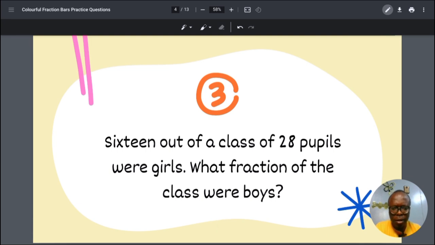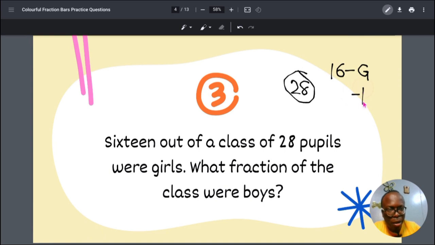Question 3. 16 out of a total of 28 pupils are girls. What fraction of the class are boys? So we have 28 as our total of the pupils, both boys and girls. And then we have 16 of them are girls. So I'm going to use G to represent that. Now, if you do your math well, you'll know that the remainder will be the boys, and that should be 12, as if you take away 16 from 28. So take away 16 from 28, that will give us 12. That's for boys.